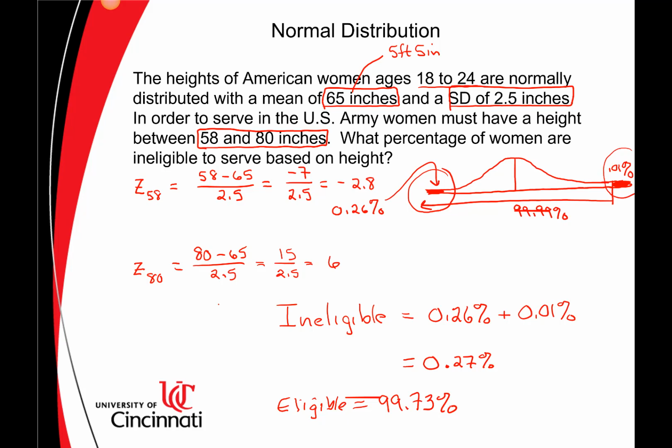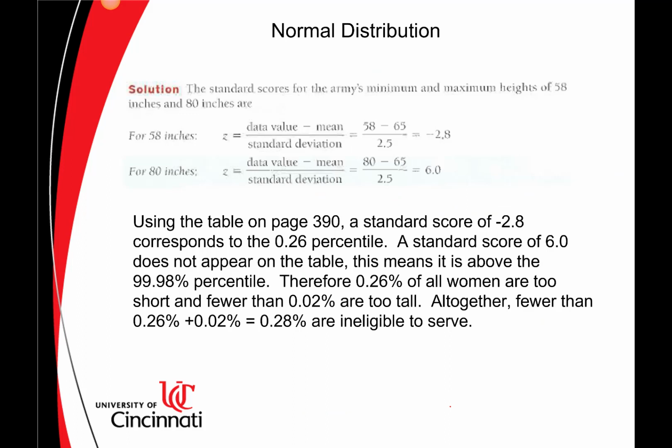Z-scores are used in a variety of situations. Okay, so here's the stuff worked out. See, we got the same z-scores. It's all good. They got the ineligible is 0.28. We got 0.27. Okay. Another example of where z-scores come up.